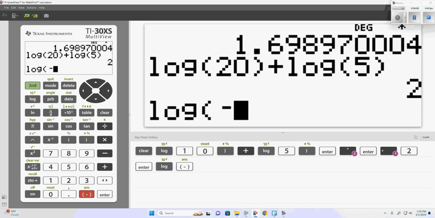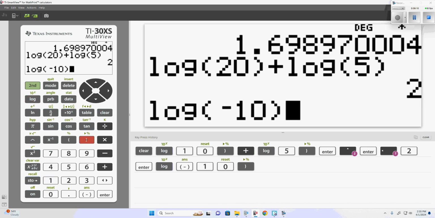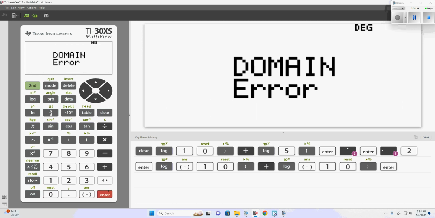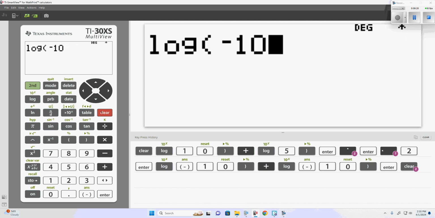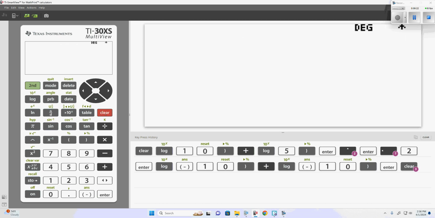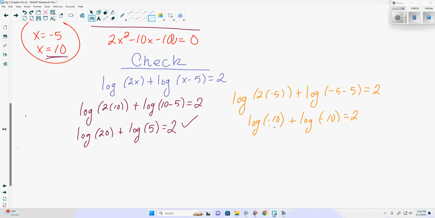We say log of -10 plus log of -10 is a domain error. And the reason we get a domain error, it doesn't work, is because the number inside these logarithms cannot be 0 or negative. Once we plug the value of x in and simplify down, we cannot have 0 or a negative.